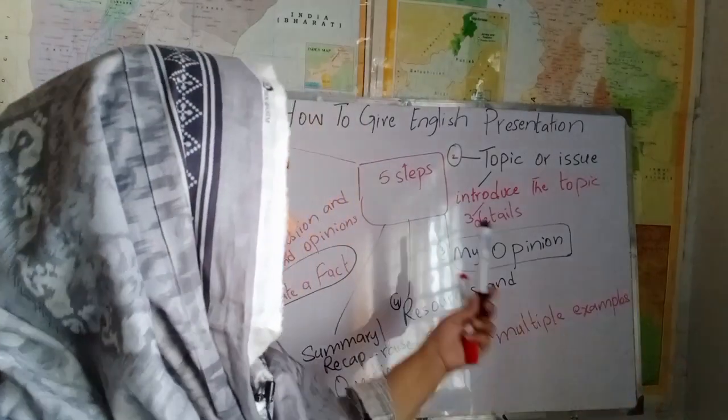In this way, your presentation should be started by telling a story, by asking a question, or by stating a fact about your topic. Number two, what should be the number two topic? Now, number two should be the introduction of your topic or issue. Now you have grabbed the attention of the audience. Now you have to move your audience towards the introduction, what you want to say. Introduce your topic and give three details about your topic.